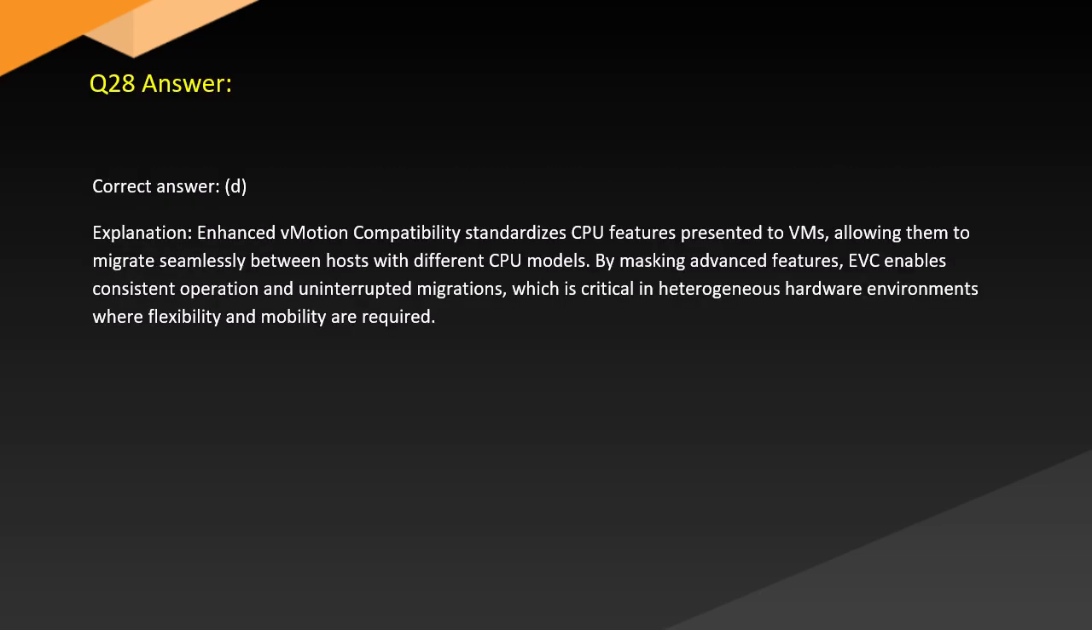Answer. Correct answer, D. Explanation. Enhanced vMotion Compatibility standardizes CPU features presented to VMs, allowing them to migrate seamlessly between hosts with different CPU models. By masking advanced features, EVC enables consistent operation and uninterrupted migrations, which is critical in heterogeneous hardware environments where flexibility and mobility are required.